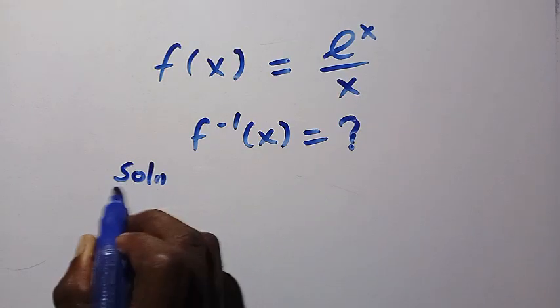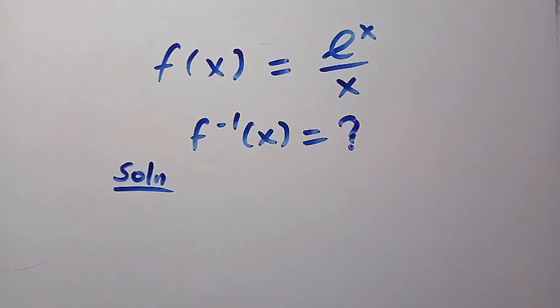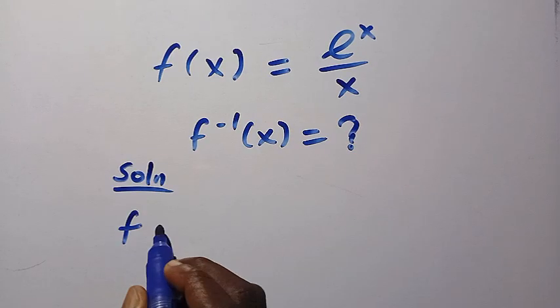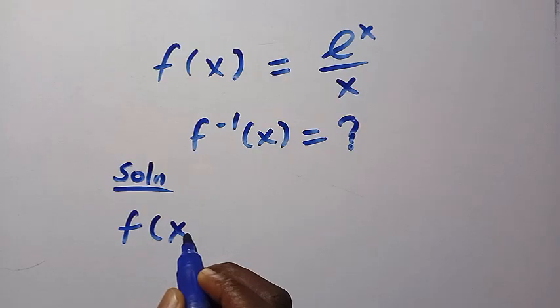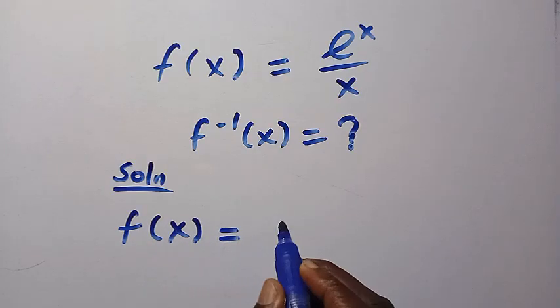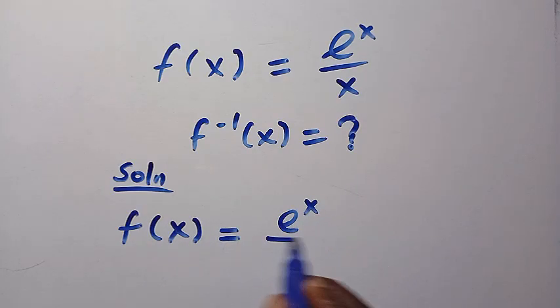If you know how to solve this, you can drop it in the comment box before we start solving it. The question says f of x equals e to the power of x divided by x.